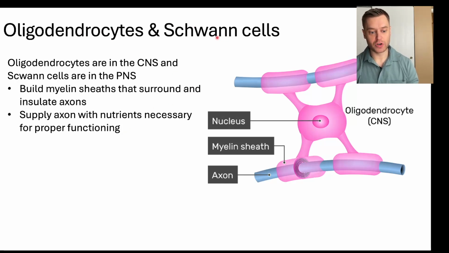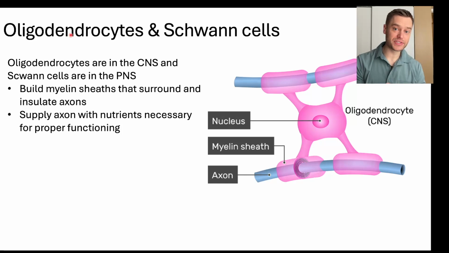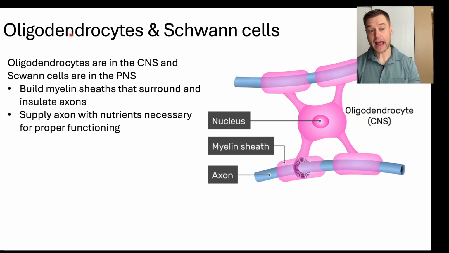And I have two of them. I say oligodendrocytes and Schwann cells. Oligodendrocytes are in the central nervous system. I'm going to say that again. Oligodendrocytes are in the central nervous system. When we go over neuroanatomy, I will explain the difference between the central and the peripheral nervous system. But you need to know for sure that oligodendrocytes are in the central nervous system.